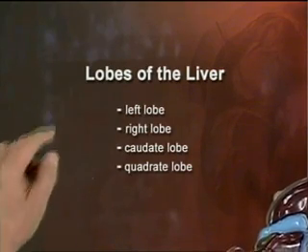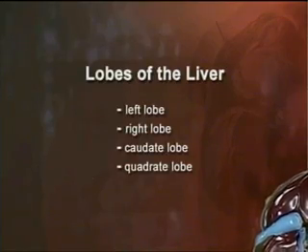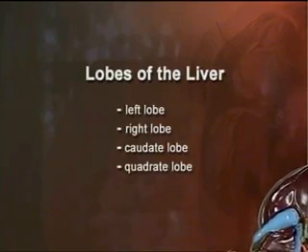Now, even though the liver has this gross lobation, this division into these 4 lobes, there is no clinical significance or physiological significance of that lobation. It's just the way the liver is.